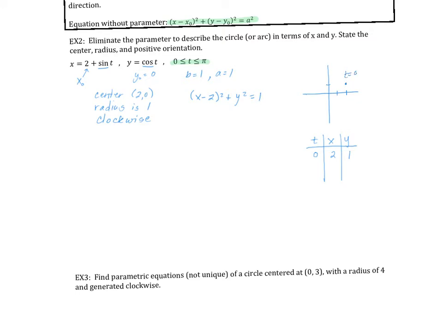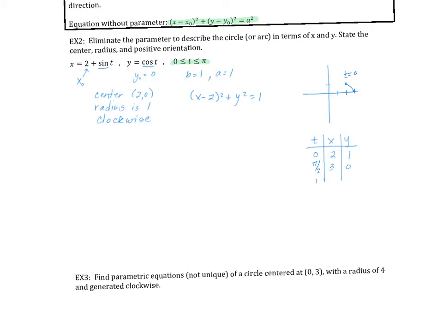I'm going to choose pi over 2 for my next t value, because remember, I'm putting this into sine and cosine. I want to choose some nice values. So at pi over 2, sine is 1, so my x value is 3, but my y value is going to be cosine of pi over 2, which is 0. So this is going to pass through the point (3, 0). And this graph is making sense to me because it's being generated clockwise.